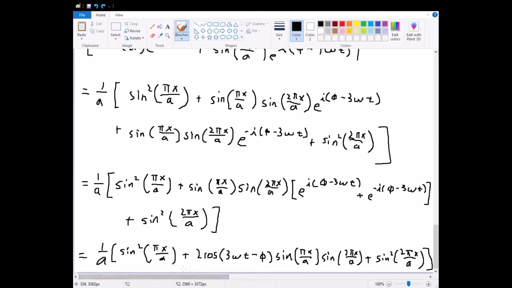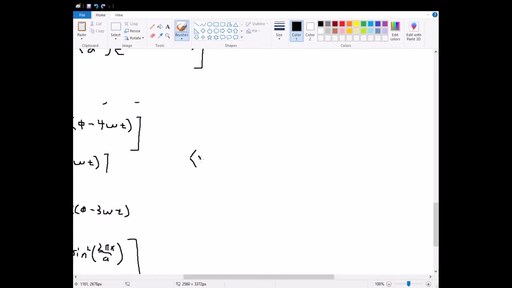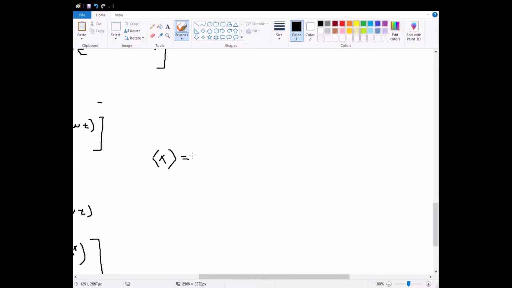So because of that, the form for the solution of the expectation value of x is going to be the exact same as in 2.5, with the only difference being that our cosine term is changed. So let's just write that out. The expectation value of x, without even needing to calculate, because this is the exact same form just with a different time-dependent function in the cosine, is going to be the same as 2.5, so a over 2 minus 16 times a over 9 pi squared times cosine, this time, of 3 omega t minus phi.